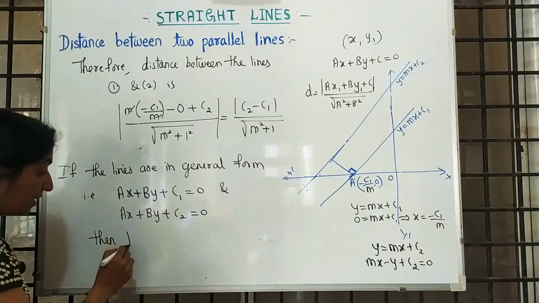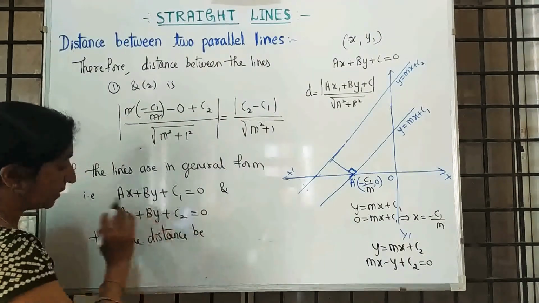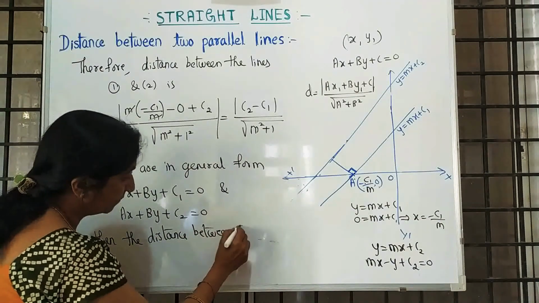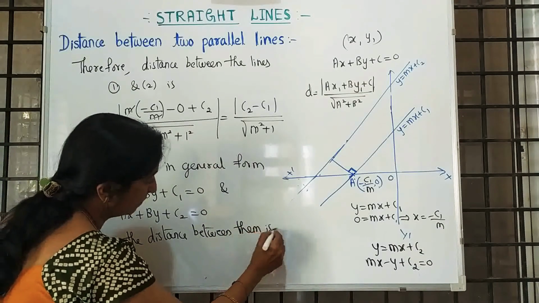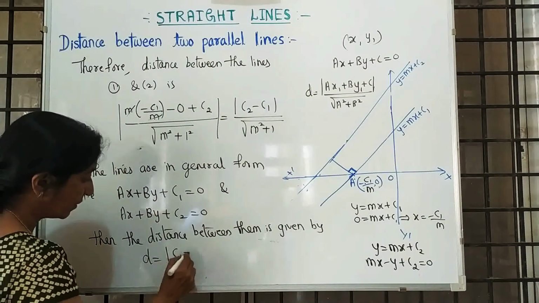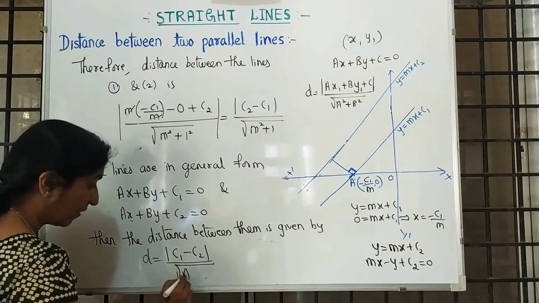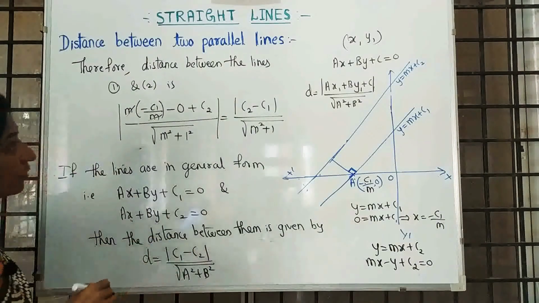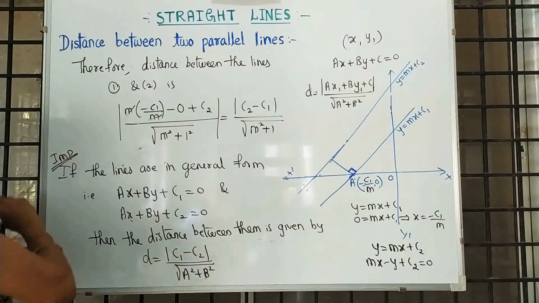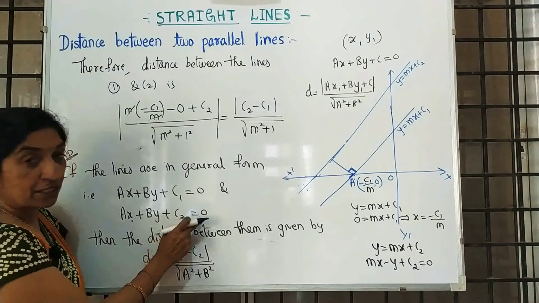Then the distance between them, the parallel lines, is given by d is equal to modulus of c1 minus c2 upon root of a square plus b square, since both x coefficients are the same and y coefficients are the same. That means this is very important. Distance between the two parallel lines ax plus by plus c1 and ax plus by plus c2 is equal to 0.